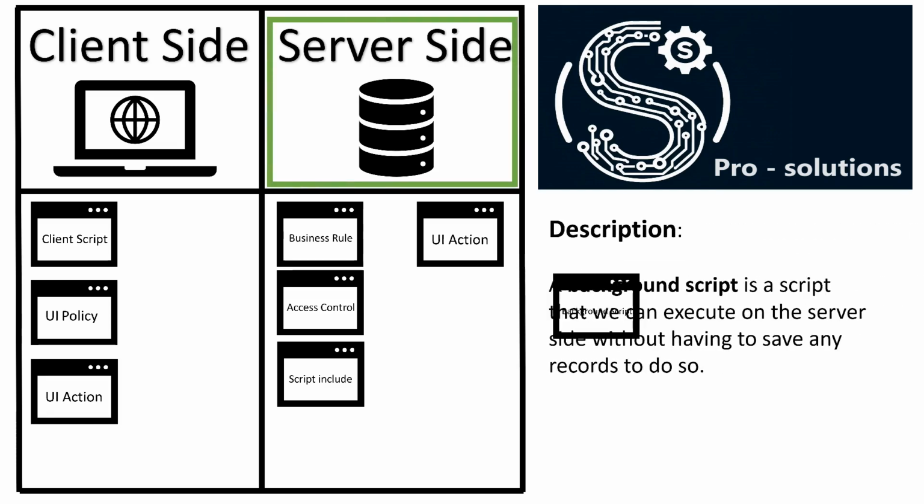A background script is a script that we can execute on the server side without having to save any records to do so. It is purely a JavaScript executor in which we can launch any type of code to be executed on the server side. We will also have the option to roll back to undo the changes we have made. It can be very useful for the following.